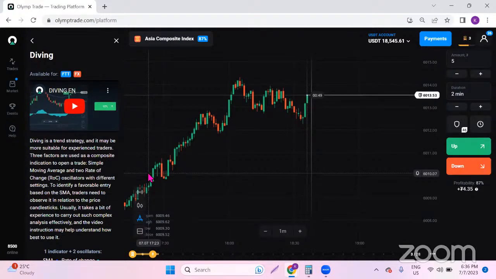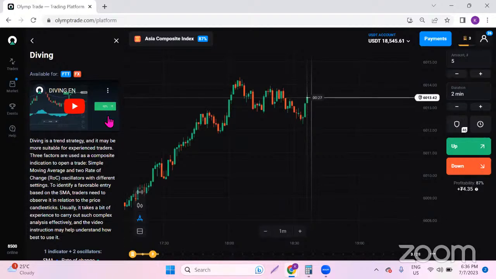To identify a favorable entry based on the SMA, traders need to observe it in relation to the price candlesticks. Usually, it takes a bit of experience to carry out such complex analysis effectively, and the video instruction may help you understand. So, as you know, we have a small tutorial, and you can certainly go through it. And if you have any doubts, feel free to let us know in the comment section while we explain this strategy.